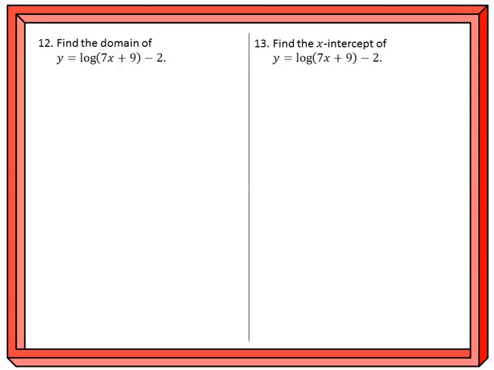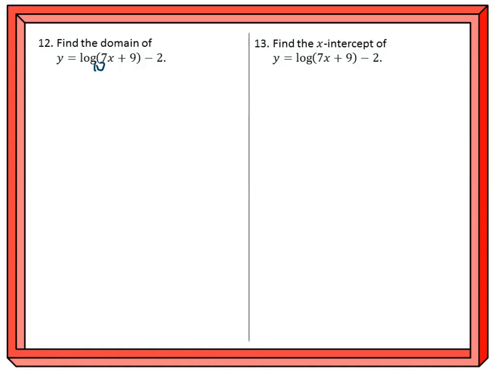So the next couple of problems here all deal with this logarithmic function, y equals the log of 7x plus 9, minus 2. Log is, in this case, base 10, since it's the common log and it's understood to be base 10. Okay, so find the domain of this function on number 12.